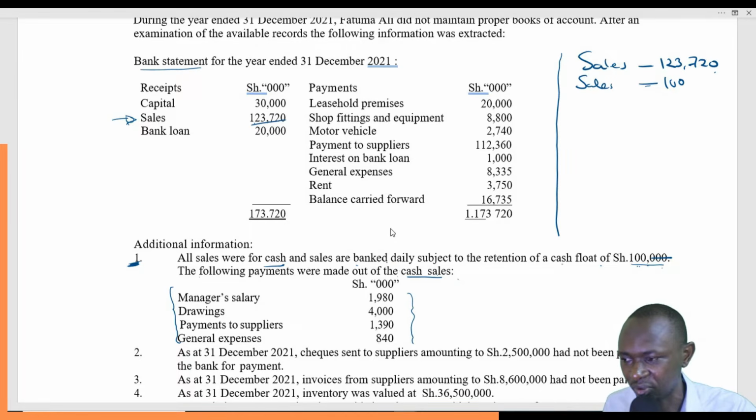The zeros have been restricted here. So it's 100 shillings. These are cash flow. At any given point in time, every day we have to have a closing balance of 100. And then these are payments that were made out of cash. So we need to get the total. Give me 1 minute. Let me just get the calculator for this.